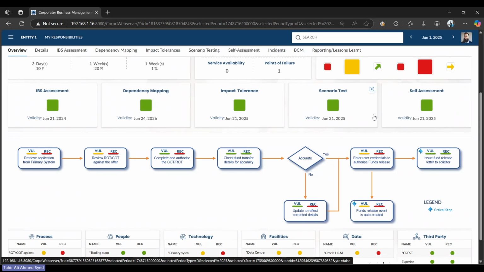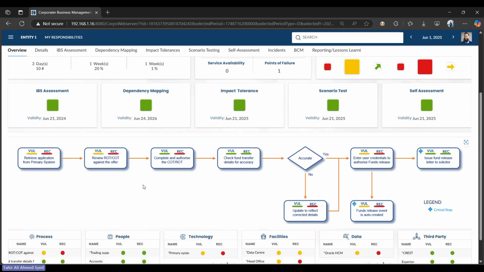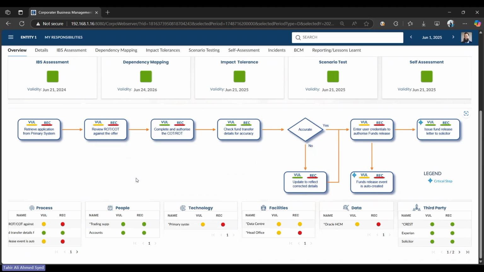So the system has full capability to remind you that you've not performed any of these steps. It can send you email notifications, escalate those if it is not acted upon in a timely manner. As you can see, we also have a very flexible flowchart capability where you can break down the service into multiple processes and sub-processes, and you can not only break it down, but also calculate the vulnerability and recoverability posture of the individual sub-process as well.